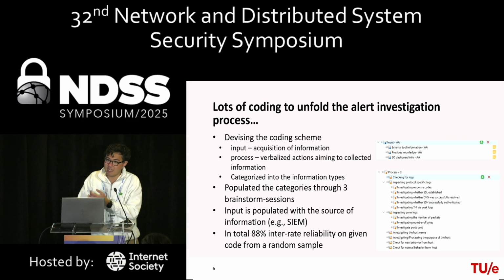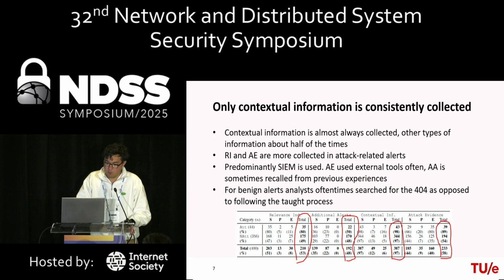Okay, and then what did we actually find out from coding all these transcripts and doing this work, right? So first of all, if you look at the 2 different types of alerts, namely the attack-related and the not attack-related alerts, we found that only contextual information, i.e. log data and things around it, is consistently collected, right? So this is in line with past literature, but this highlights that context is very important for analysts, right? And the other types of information were in total only collected half of the times.